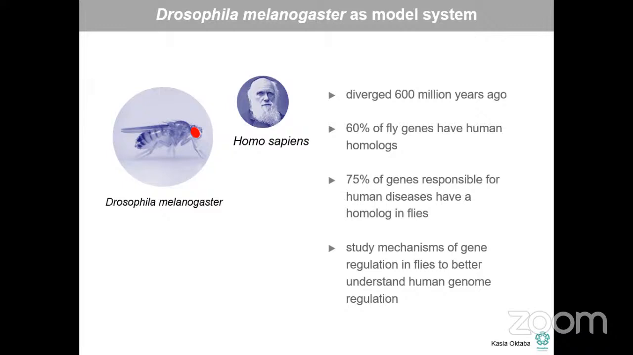It doesn't take too much space, and actually, it looks very different from a human, and we diverged 600 million years ago. However, 60% of fly genes have human homologs, so actually we are not so different. And 75% of genes responsible for human diseases have a homolog in flies. So if we understand the mechanisms of gene regulation in the fly, we can also get to know more on how this gene regulation happens in humans.